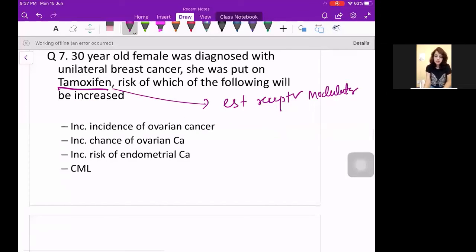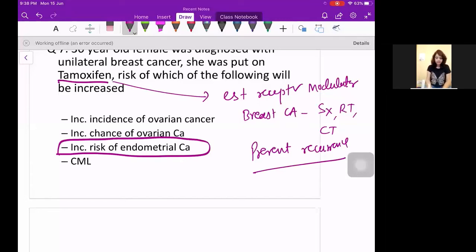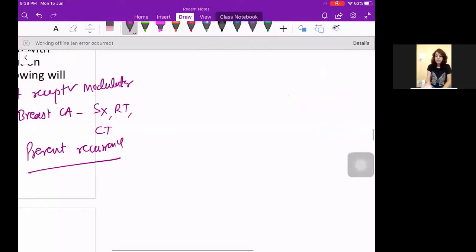And tamoxifen is being prescribed in the patients of breast cancer after surgery has been done or after they have received radiotherapy or chemotherapy. So the idea of giving tamoxifen is to prevent the recurrence of breast cancer. But it is observed that if tamoxifen has been given in the cases of breast cancer, the risk of endometrial cancer is increased. So let's quickly go through the risk factors for cancer endometrium.